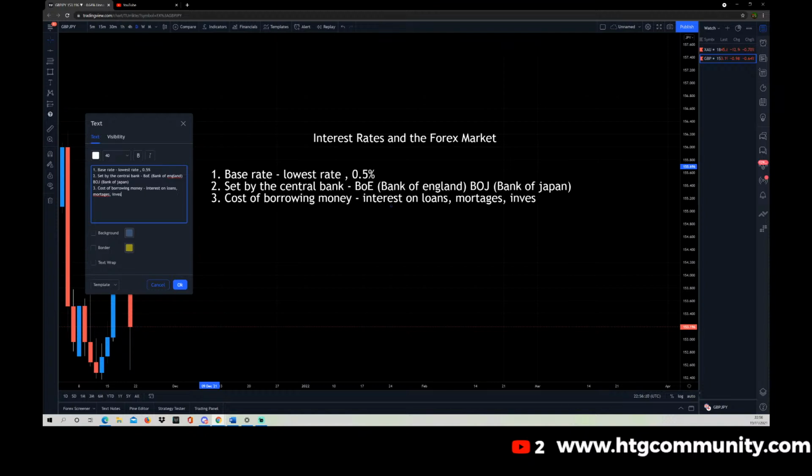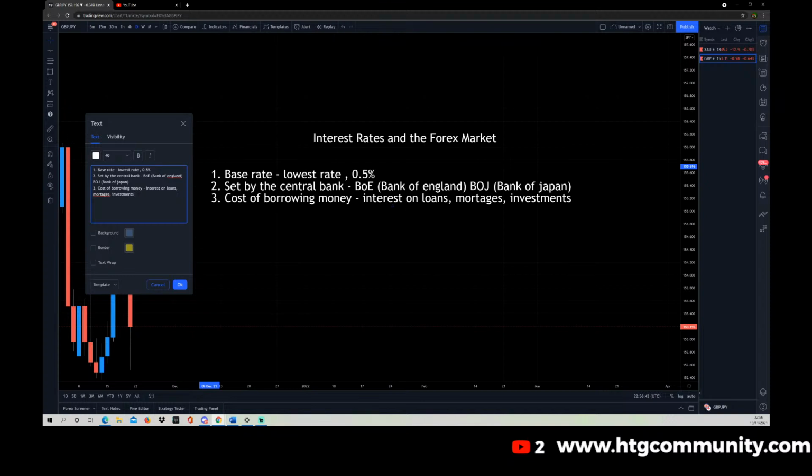Even investments, you could argue, right? That is your interest on these loans, mortgages, investments, etc. So that's pretty important in terms of an economy, right? Because if you think about it, what we're obviously going to discuss is what the effect is when interest rates are high, and what the effect is when interest rates are low.